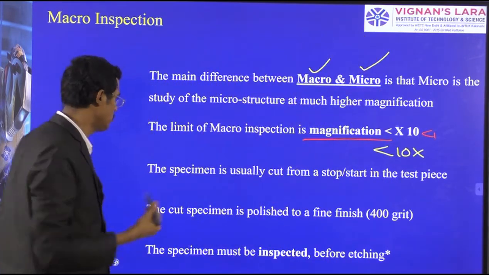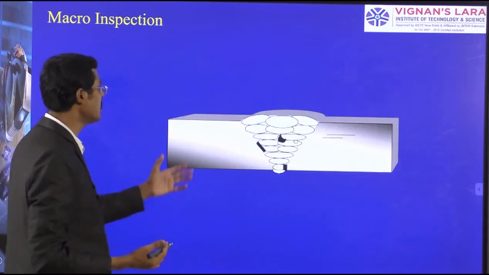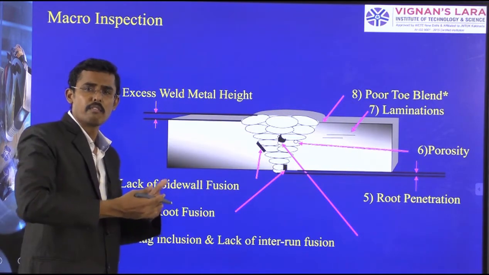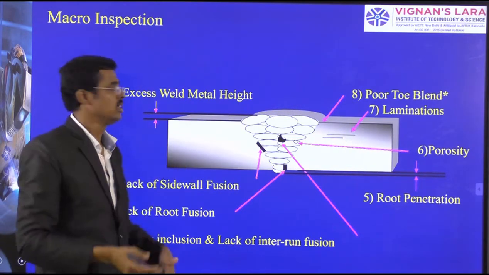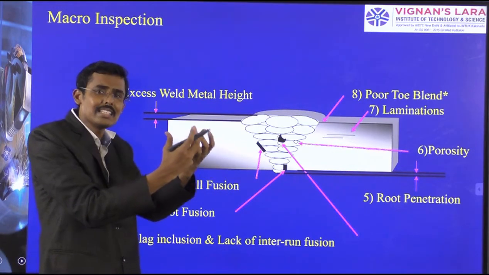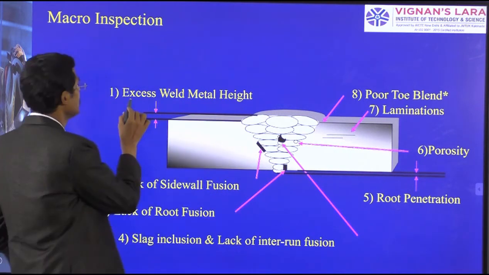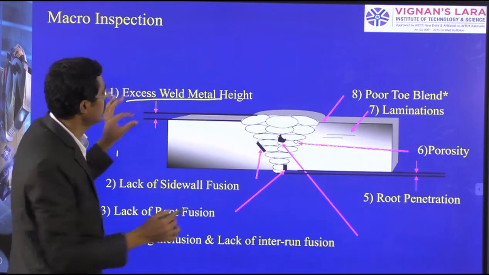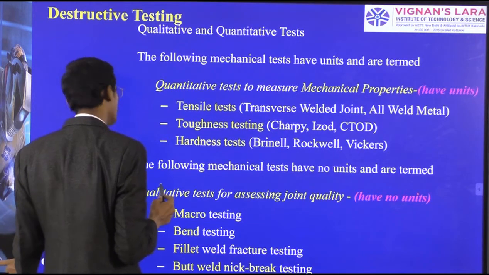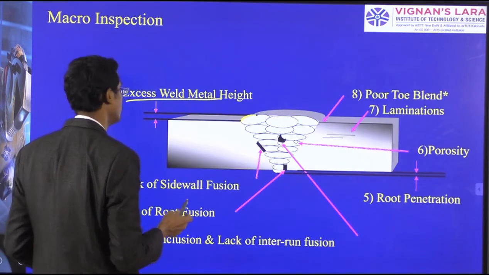In the macrostructure only we are going to find the defects, through macro inspections. So these are the various inspections we can do. Visually we know what defects are caused. In that cross section, through the macro, at a little less than 10 times zoom, we can identify them. See, excess weld metal height: here the weld metal height is increasing. We are identifying the defects here.